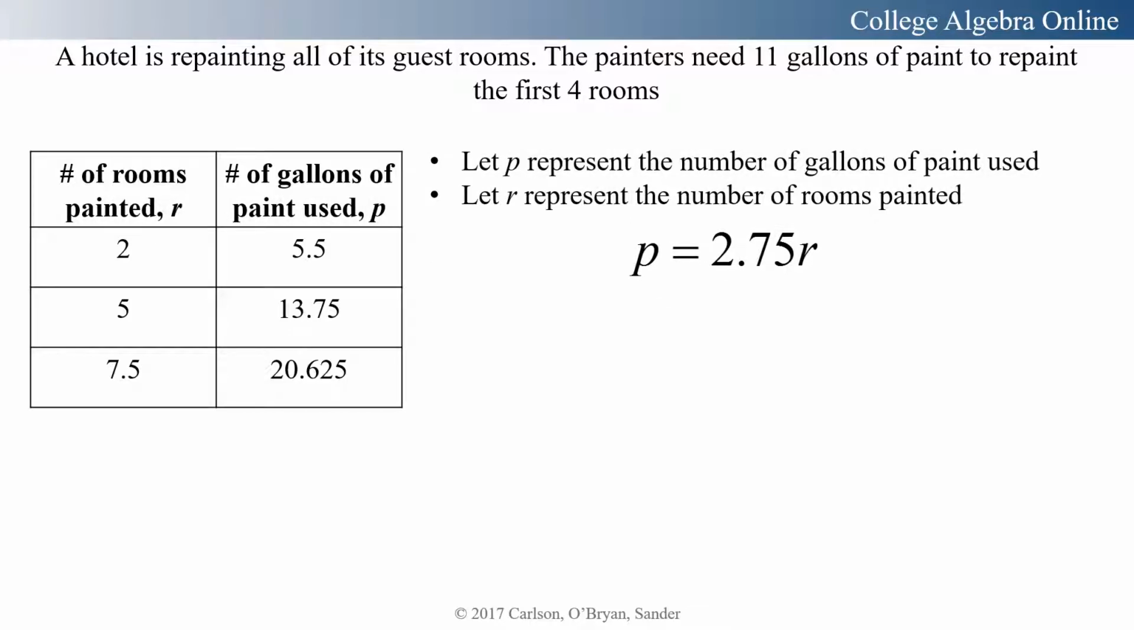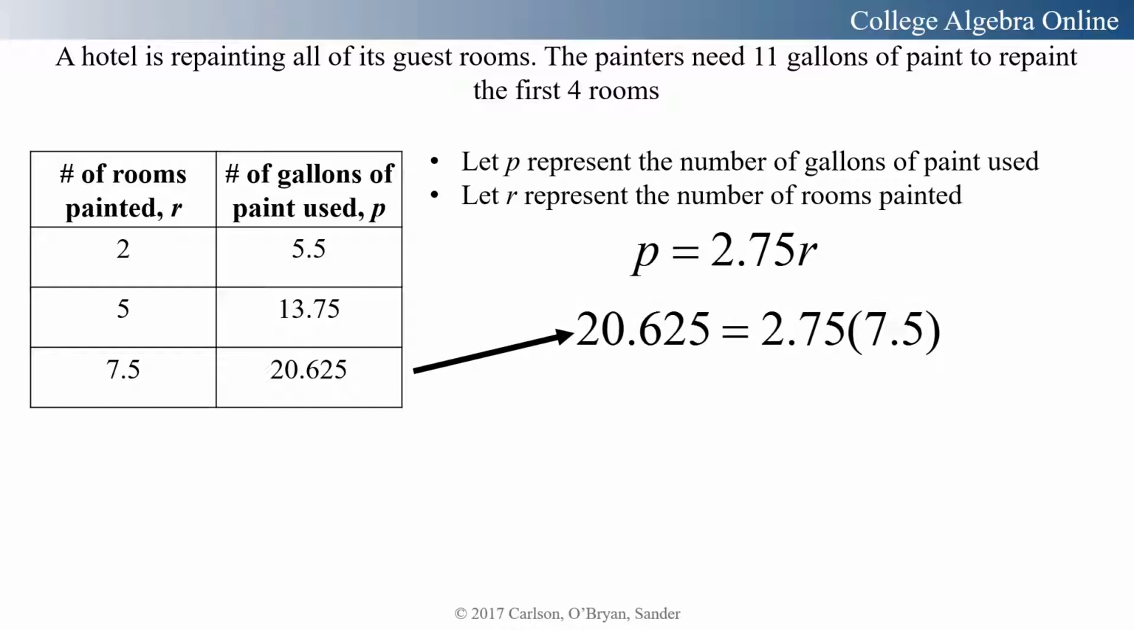Note how this formula could be used to produce or check values in the table. For example, the pair (7.5, 20.625) is in the table. If we plug these values into the formula P equals 2.75 times R, we see that the formula validates this pair of values, since 20.625 is indeed equal to 2.75 times 7.5.